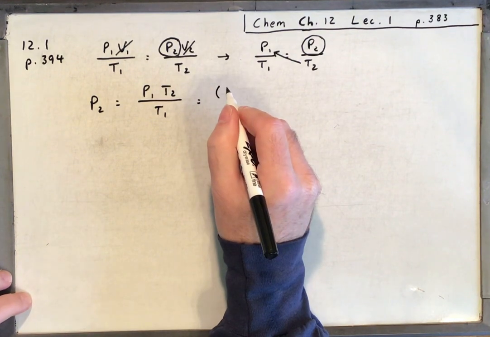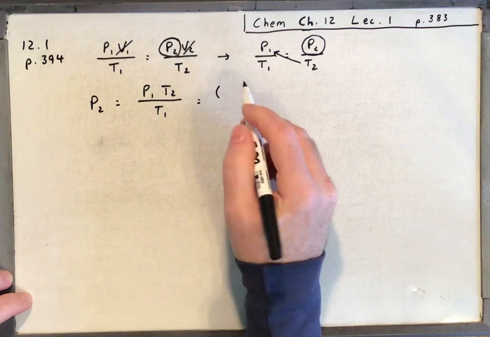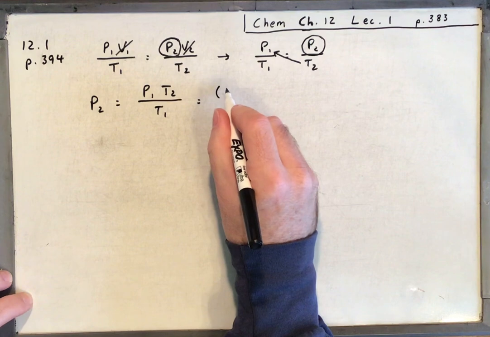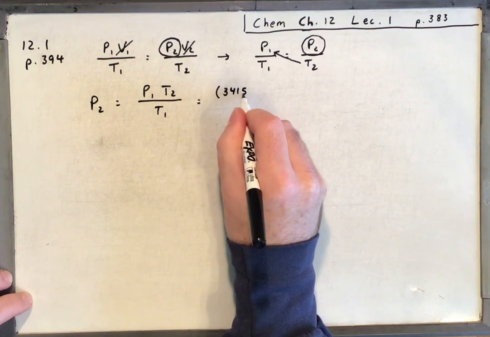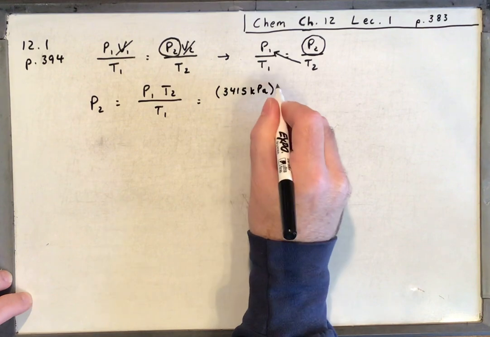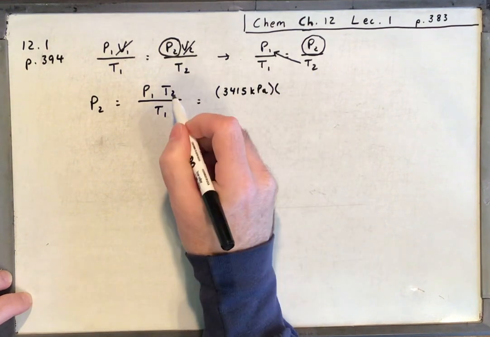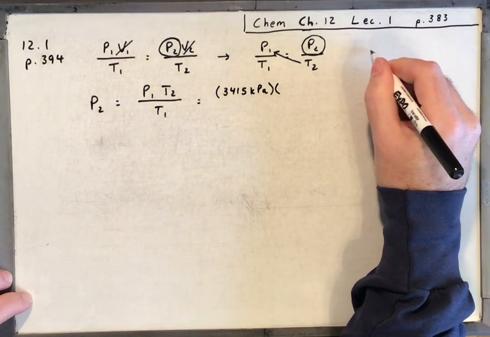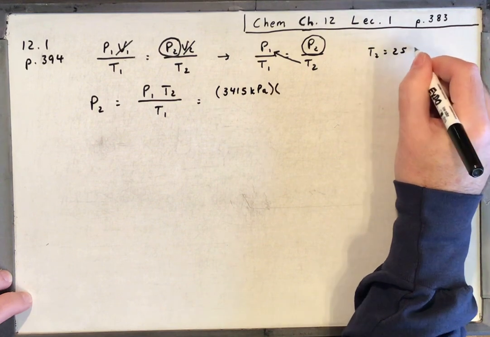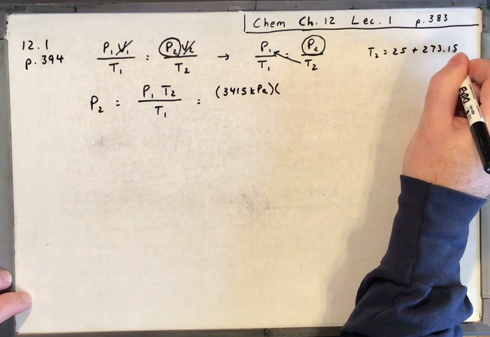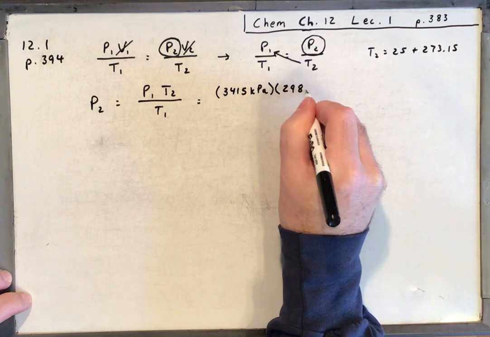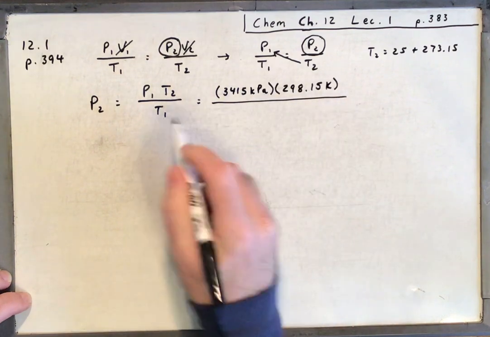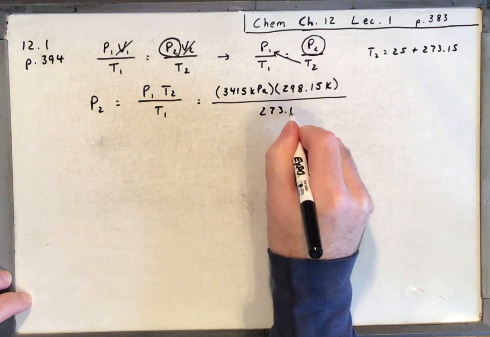P1, if you look at the problem, the initial pressure, so again, this is before and after, the initial pressure is 3,415 kilopascals. The second temperature, T2, is 25 degrees C, but we have to add that, all right? T2 is going to be 25 plus 273.15, so that's 298.15 Kelvin. And then the initial temperature is 0 Celsius. Well, that would be 273.15 Kelvin.